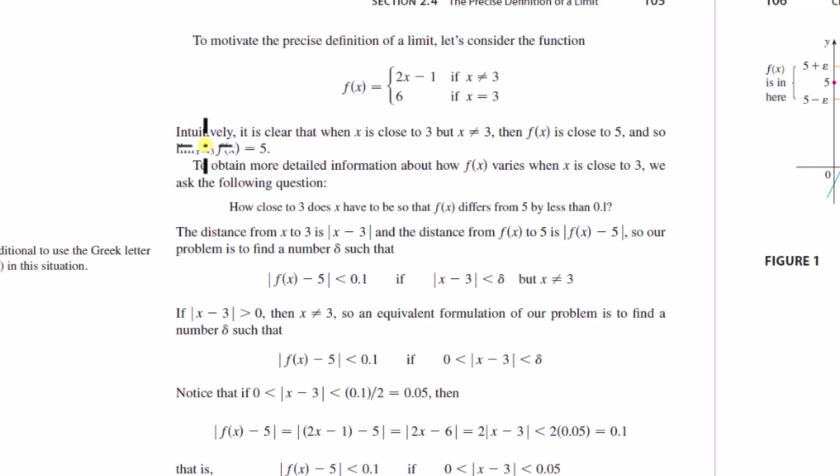And it says that intuitively, it is clear that when x is close to 3, but x is not equal to 3, then f of x is close to 5, and so the limit as x approaches 3 of f of x is equal to 5. Okay, but now let's remind ourselves, why is this intuitively clear? Well, because we understand the function 2x minus 1, right? We know that this is the equation of a line. Now, this entire function f of x isn't exactly a function for a line because we have this exception that when x is equal to 3, this function is equal to 6, which is off the line 2x minus 1.